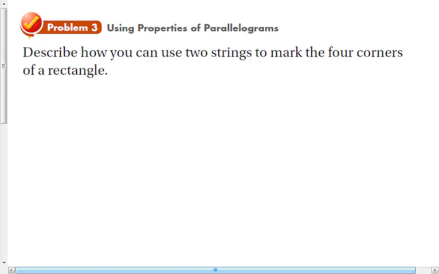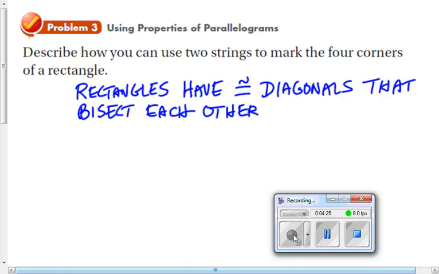All right, using properties of parallelograms in real life, describe how you could use two strings to mark the four corners of a rectangle. In order to have a rectangle, we would have to have congruent diagonals that bisect each other. The reason they have congruent diagonals is a theorem we just learned, and they bisect each other because all parallelograms have diagonals that bisect each other.